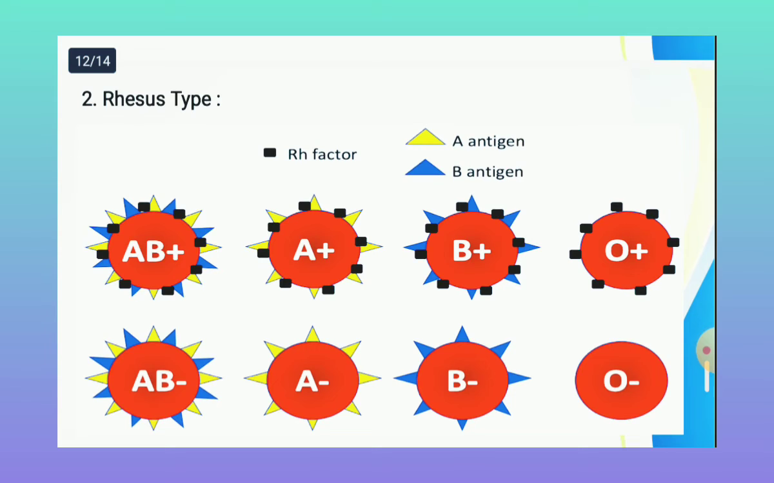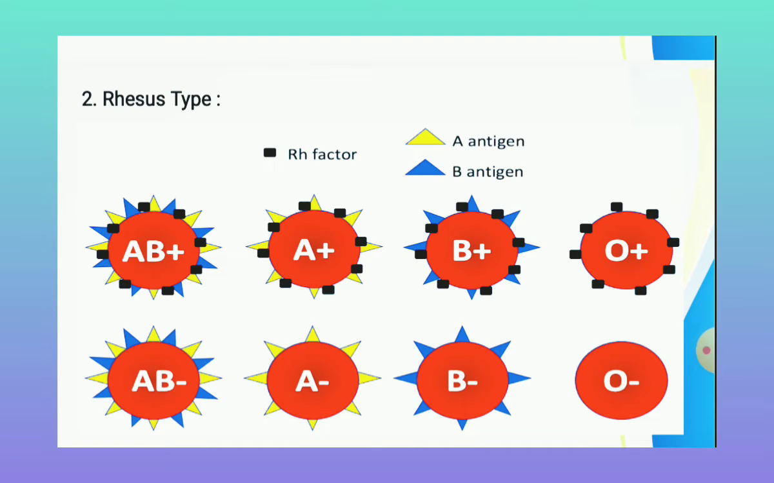Now let's discuss the rhesus system. The rhesus factor is the positivity or negativity of the blood group. So in number 1, we can see AB positive, where antigen A and antigen B are both present. Even the black spot there is the RH factor. So if the black spot, the RH factor, is there, the blood group will be positive.